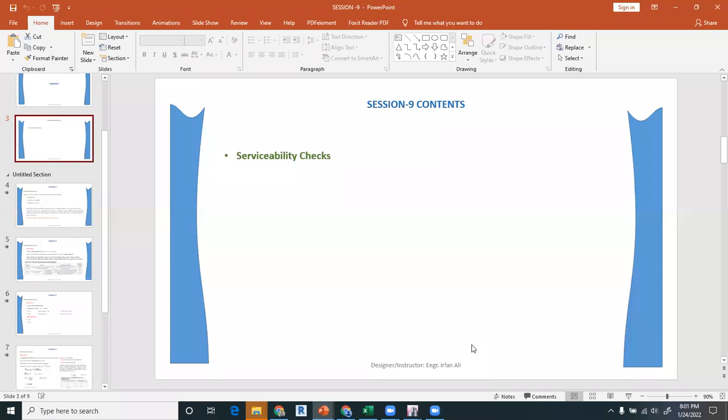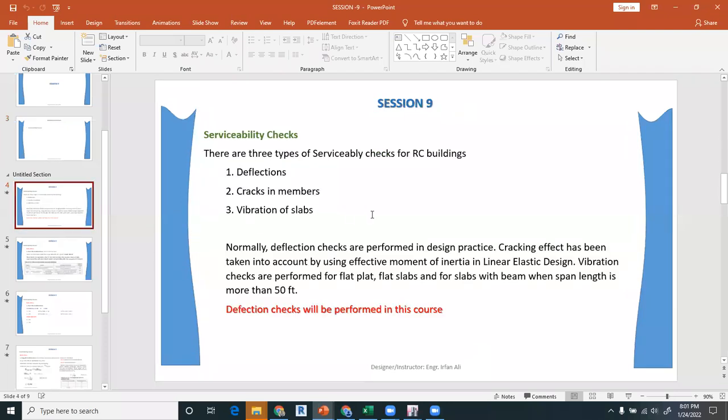So the serviceability, there are mainly 3 types of serviceability checks for the RC buildings. The first one is the deflections, cracks in members, and vibration of the slabs. But normally deflection checks are performed in design practice, daily routine practice. Cracking effect has been taken into account using the effective moment of inertia in the new elastic design. And the vibration checks are normally performed for the flat plate, flat slabs, and for the slab beam system with span length more than 50 feet, right?